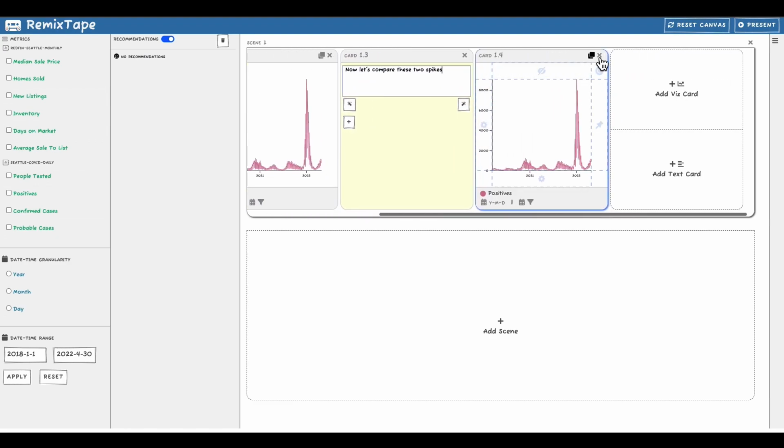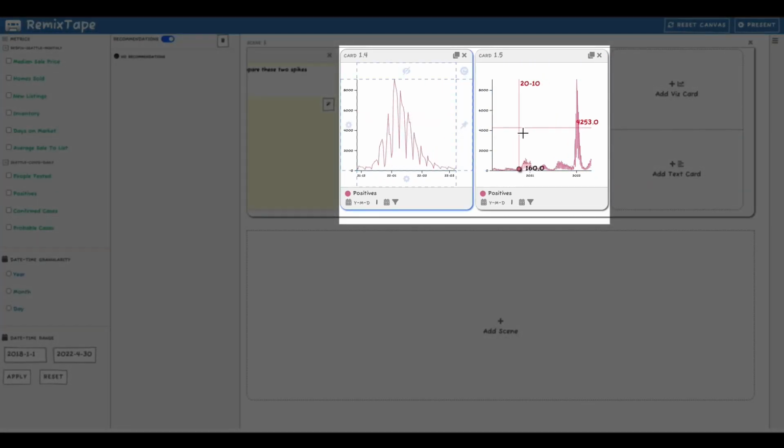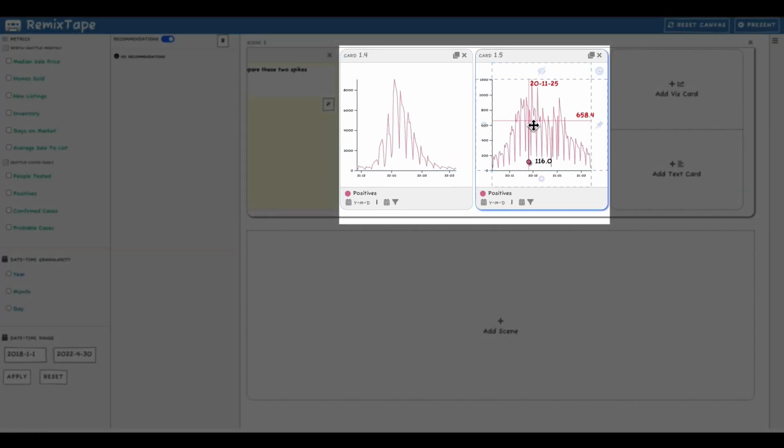To do this, we'll create copies of the initial viz card showing the number of positive cases, create two filtered versions focusing on the time period covering these spikes, and juxtapose these filtered viz cards. In these juxtaposed viz cards, one shows that the 2020 spike peaked around Thanksgiving, whereas the other shows the more recent spike peaking around New Year's in 2022.